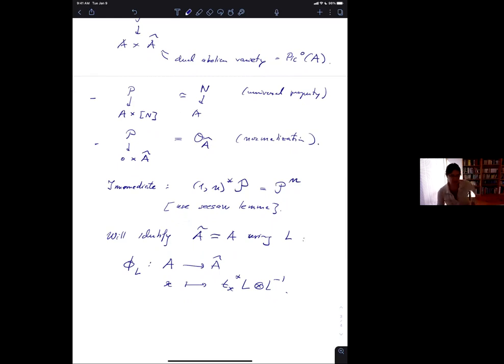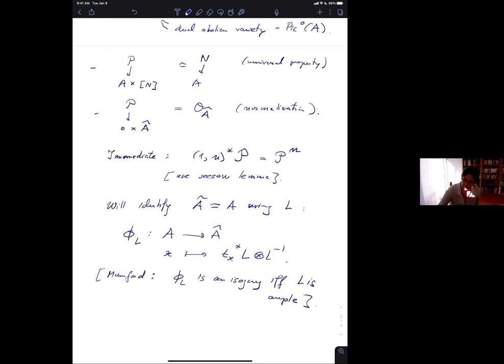Moreover, these are basically structural results that go back to Mumford. Phi L is an isogeny if and only if L is ample. So it has a finite kernel, and if L is a principal polarization, in fact this is an isomorphism.